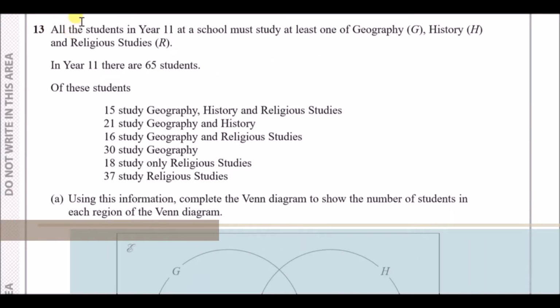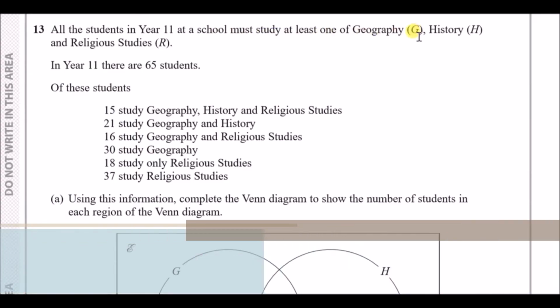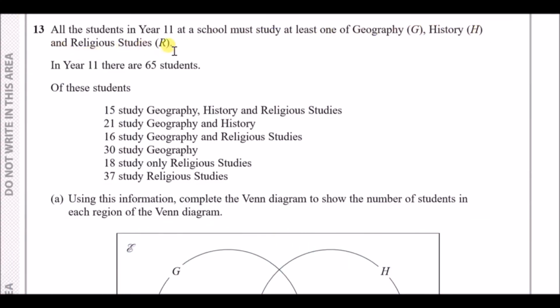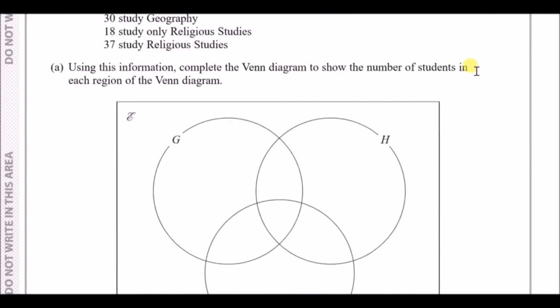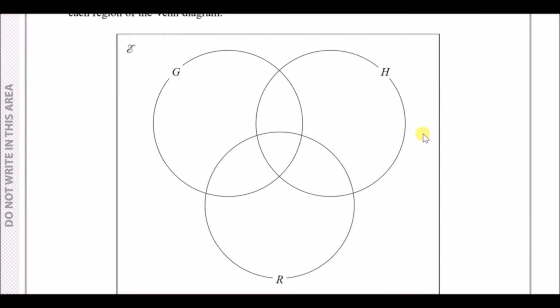So all the students in year 11 at a school must study at least one of geography, written by G, history, H, and religious studies, R. So in year 11, there are 65 students. Okay, so this looks like a Venn diagram problem. So we've got a triple Venn diagram here.